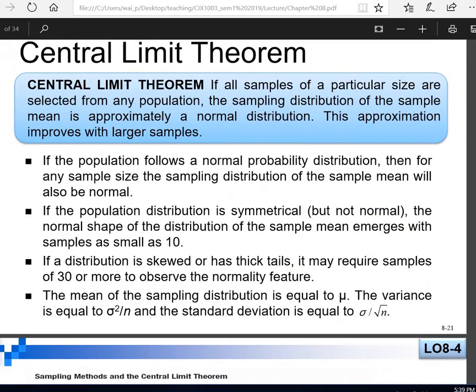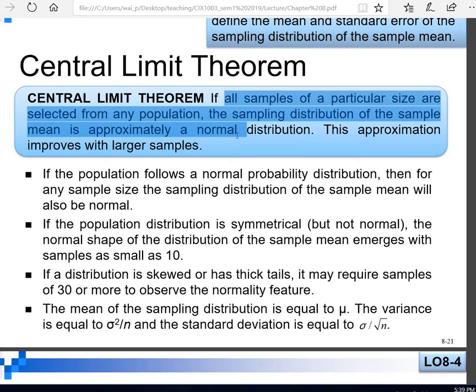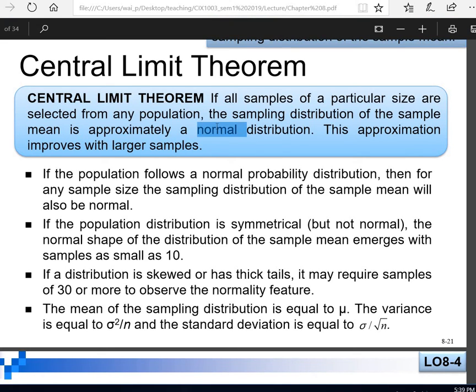Okay. Next, we will go to the central limit theorem. The central limit theorem says that if all samples of a particular size are selected from any population, the sampling distribution of the sample mean is approximately a normal distribution. And this approximation improves with larger samples, which means that when n increases, the sample size increases, then we will get a normal distribution.